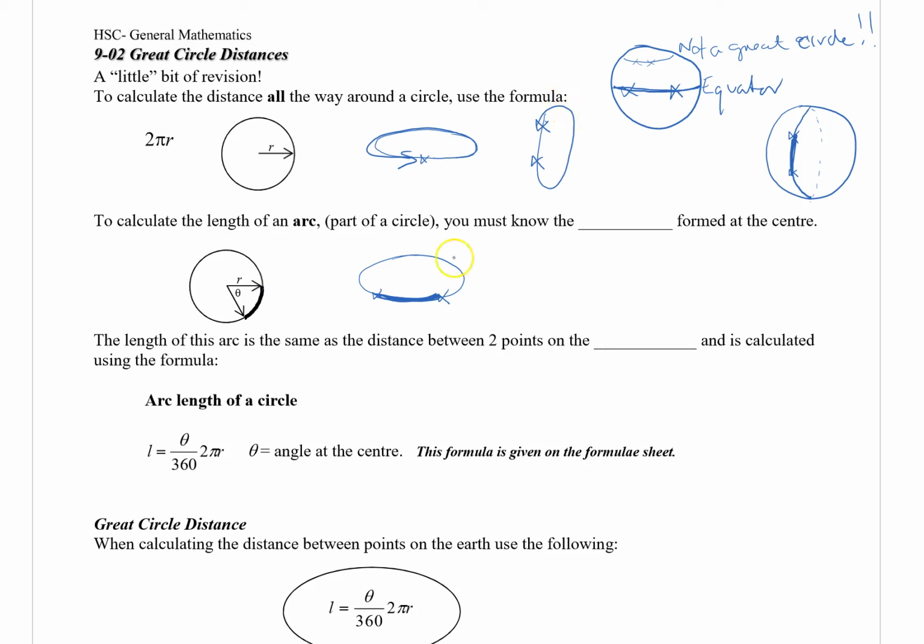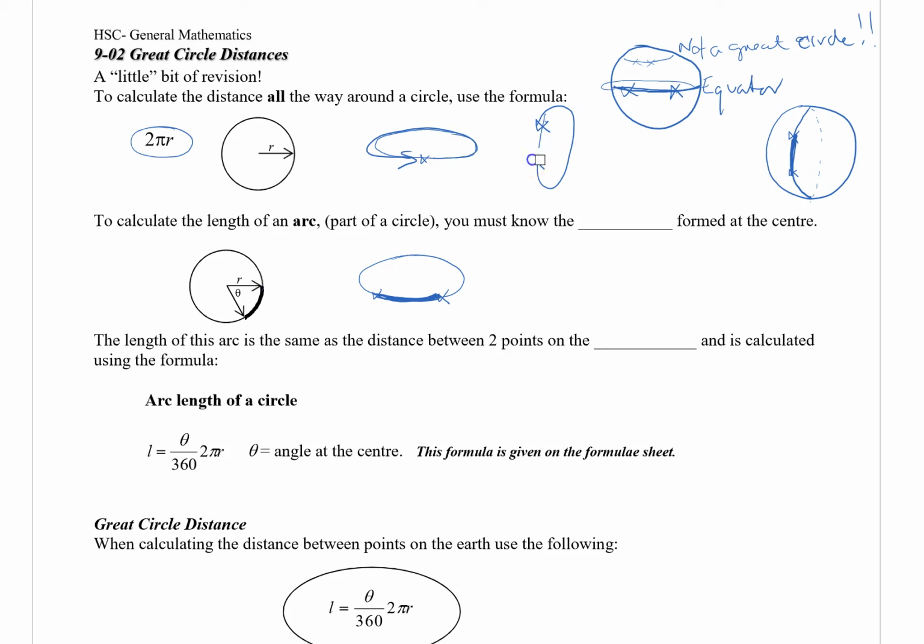Now, we're imagining that all of these are circles, and we know that if we calculate the distance all the way around a circle, we use the formula for circumference, which is 2 pi r. So if we're on the equator and we want to know all the way back to that point on the equator, gone all the way around and we're coming back to that point, we can use 2 times pi times r, where r is the radius of the Earth.